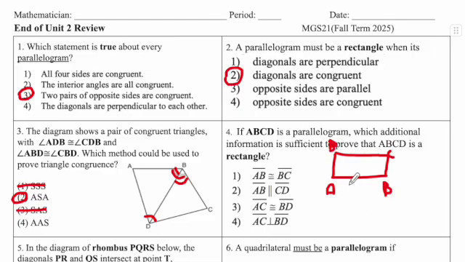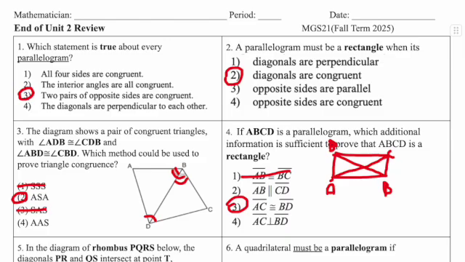Okay, so AB is congruent to BC. No. AB is parallel to CD. Maybe. But that's true for any parallelogram. So now we have AC is congruent to BD. Those are my diagonals, so that is the case. Okay, AC is perpendicular to BD. The diagonals of a rectangle don't form perpendicular lines. A rhombus and a square do.